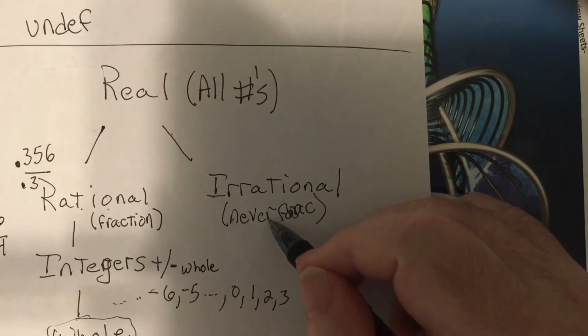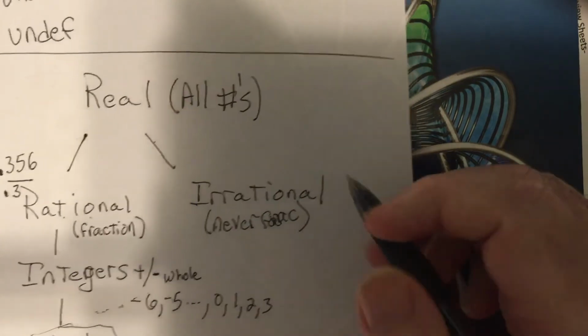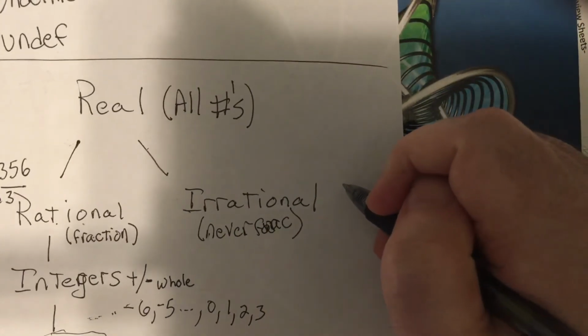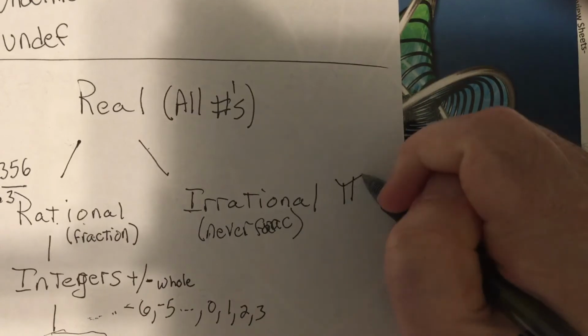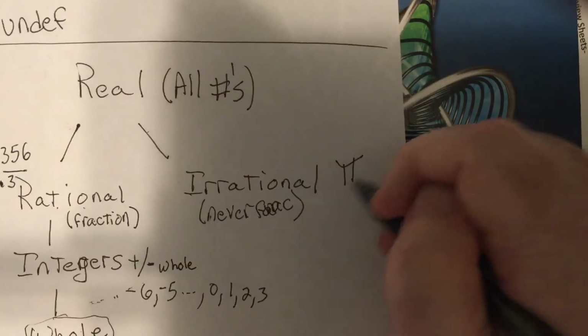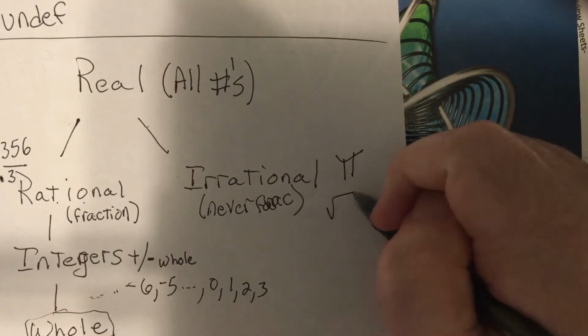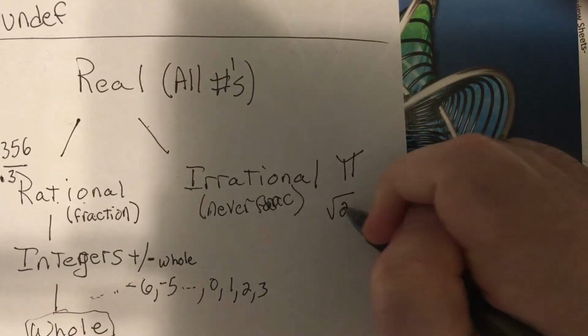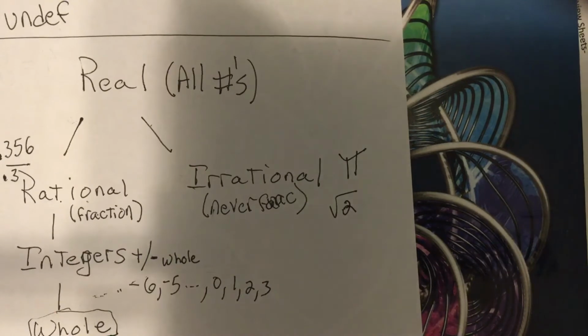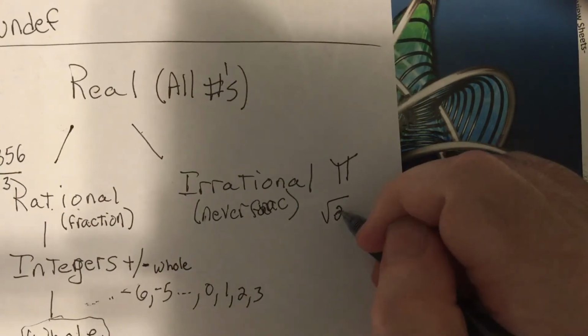Irrational, never a fraction. So that would be my favorite number, pi. Really that's probably the only one you know right now. But square root of 2, because you can never change that to a fraction. It goes on forever and does not repeat. If you don't know that, don't worry about it.